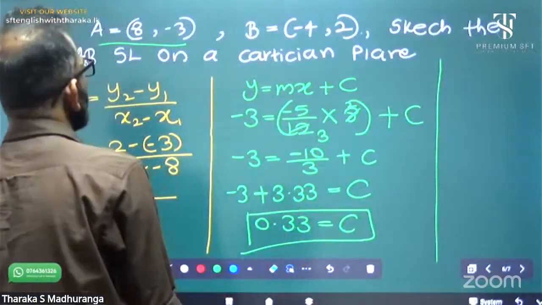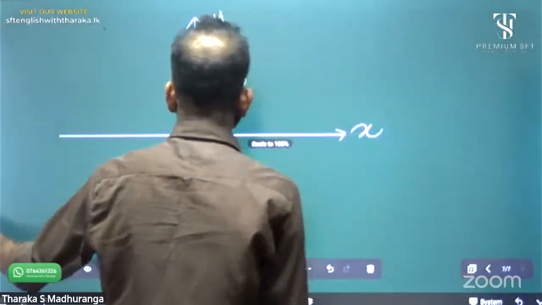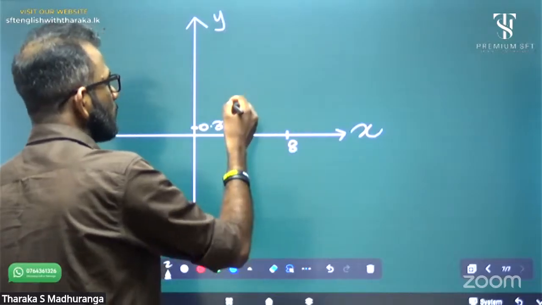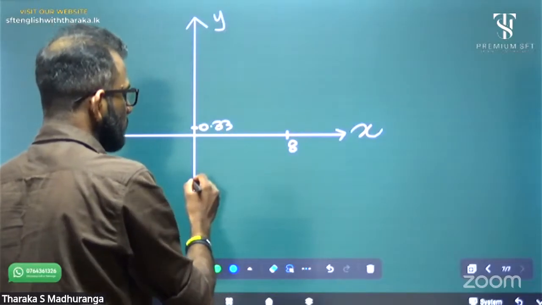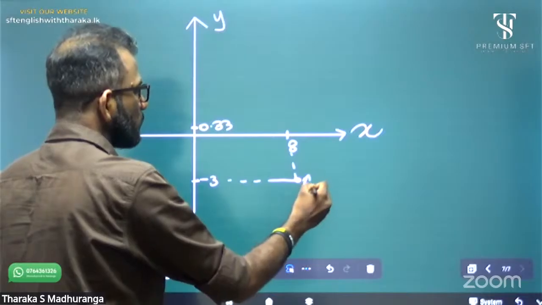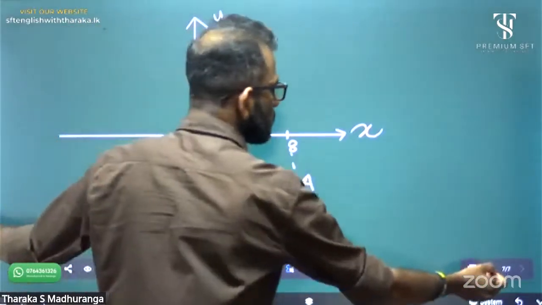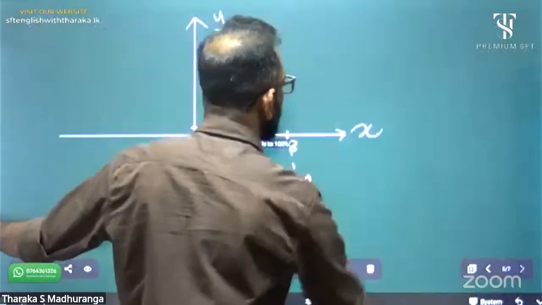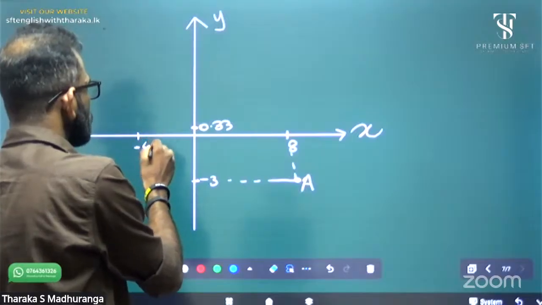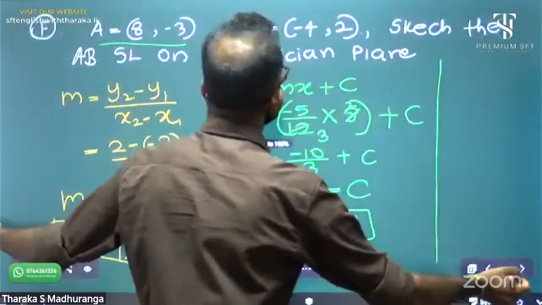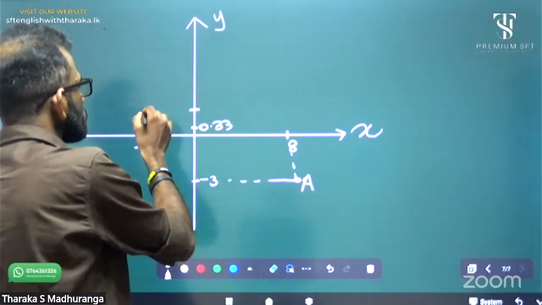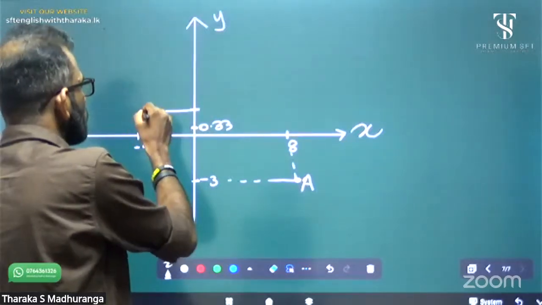A point 8, minus 3. In the x-axis, 8, and minus 3. This is minus 3. This is point A. Now you can mark the B point. B point is minus 4 comma 2. Minus 4 in the x-axis, this is minus 4, and then plus 2. This is plus 2. This is the B point.